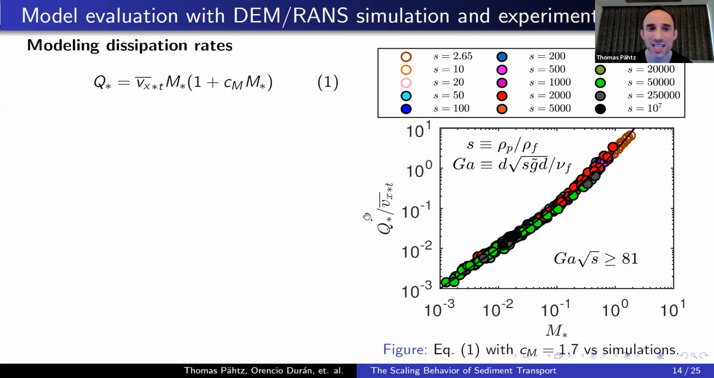So what is surprising about this is that this constant Cm, which can actually depend on anything but m star, is found to be a universal constant in the simulations. And up to today, we don't have an explanation why that is. Okay.